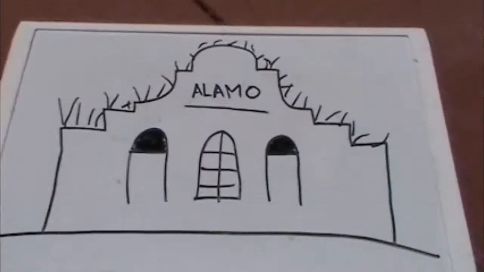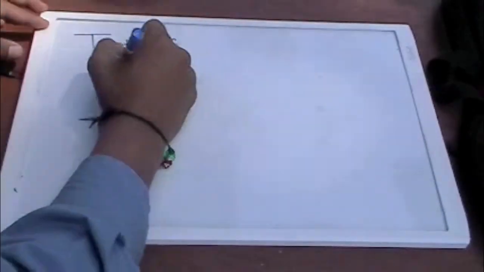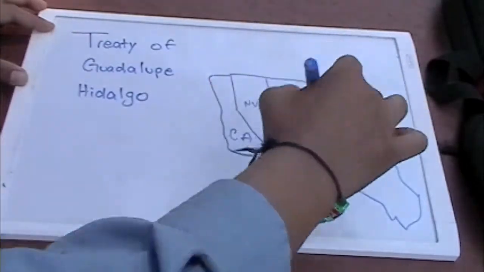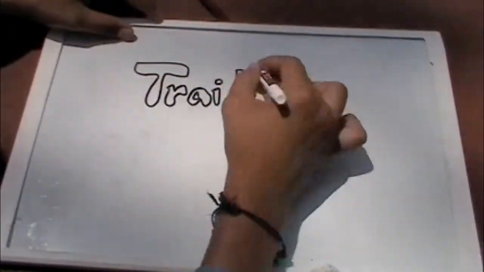It was all settled when Mexico's forces signed the Treaty of Guadalupe Hidalgo. It stated that Texas was now part of the U.S. and they would sell the Oregon Territory to the United States. The next segment is the Trail of Tears.